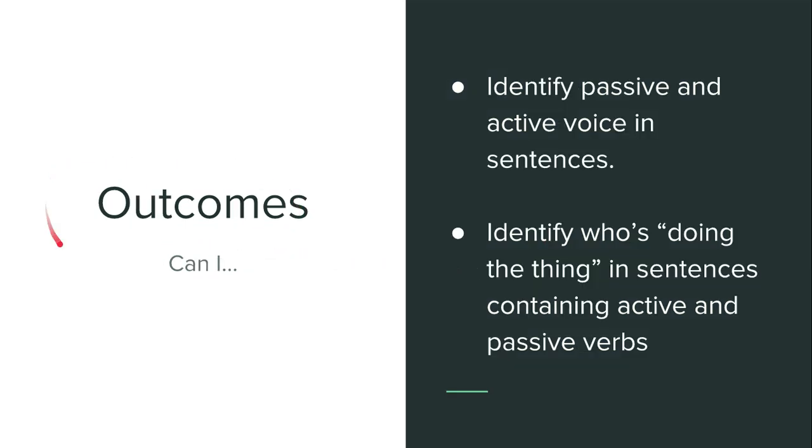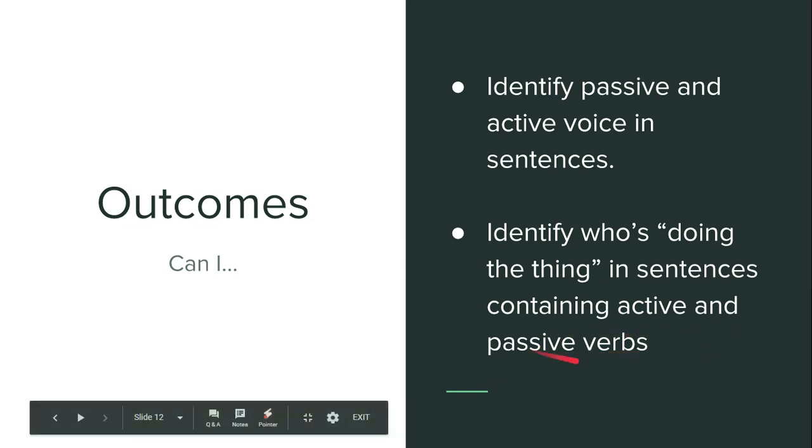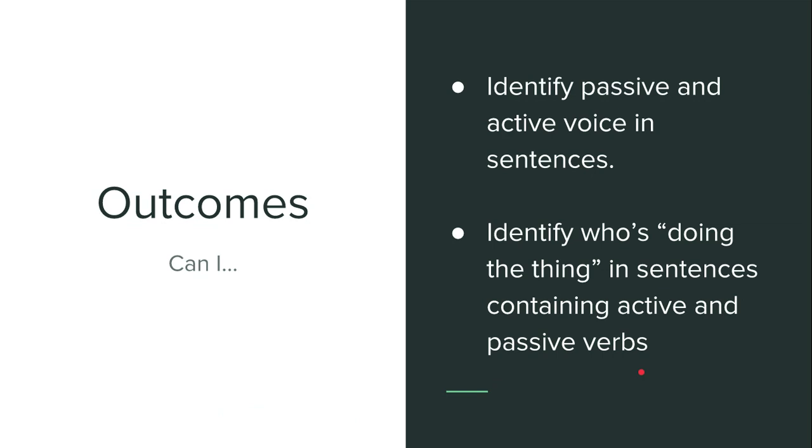So remember at the beginning we talked about our outcomes. So now I want you to think about, can I do these things? Okay, can I identify passive and active voice in sentences? Can I identify who's doing the thing in sentences containing active and passive verbs? If you are still having trouble with this, or if you're lost, please talk to your teacher or teachers, and we will be happy to help you out with this. Otherwise, your next step is to do grammar check 1.